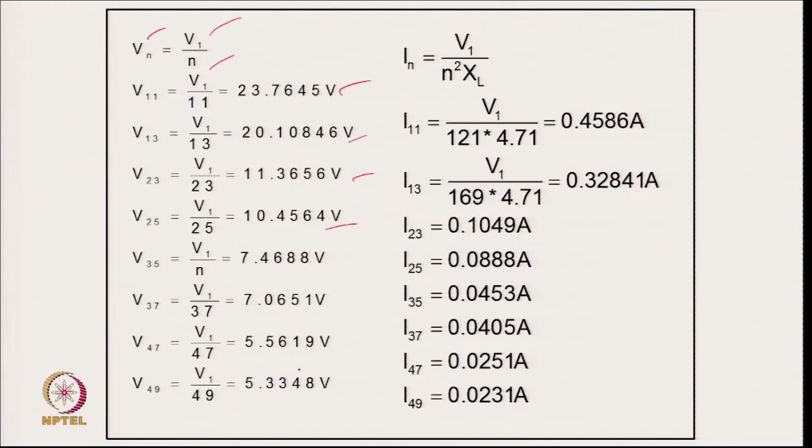So, you will have all voltage harmonics, dominant harmonics up to 49, and then the current harmonics will be corresponding to this voltage divided by n XL, XL is fundamental reactance. So, it will become your IN equal to V upon n square into XL, and we can calculate the 11th harmonics. Now, 11th harmonics current will be 11 square into the fundamental reactance. So, it will be 0.4, and 13th will be this, and you can see how the harmonics currents are automatically reducing drastically because of this factor of n square, compared to the voltage harmonics.